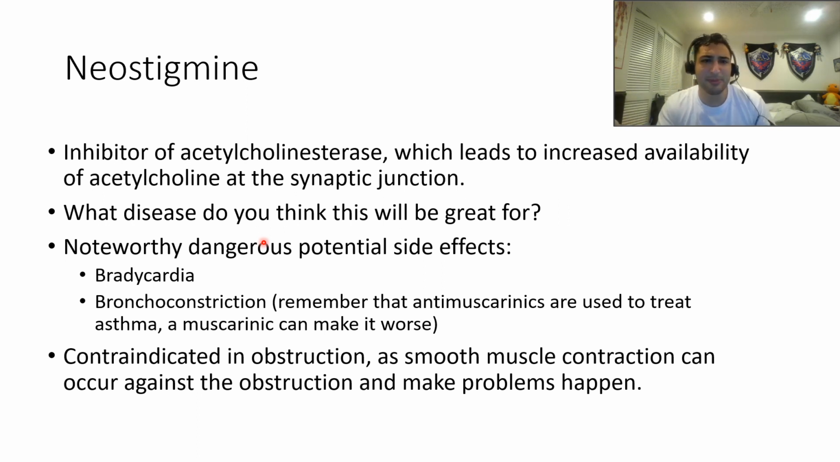Okay, why would neostigmine be relatively contraindicated in someone with asthma? Remember that antimuscarinics are used to treat asthma. So a muscarinic would make it worse. So providing neostigmine, which is going to increase the amount of muscarinic signaling, is going to cause bronchoconstriction, and in someone with asthma, that can be problematic.